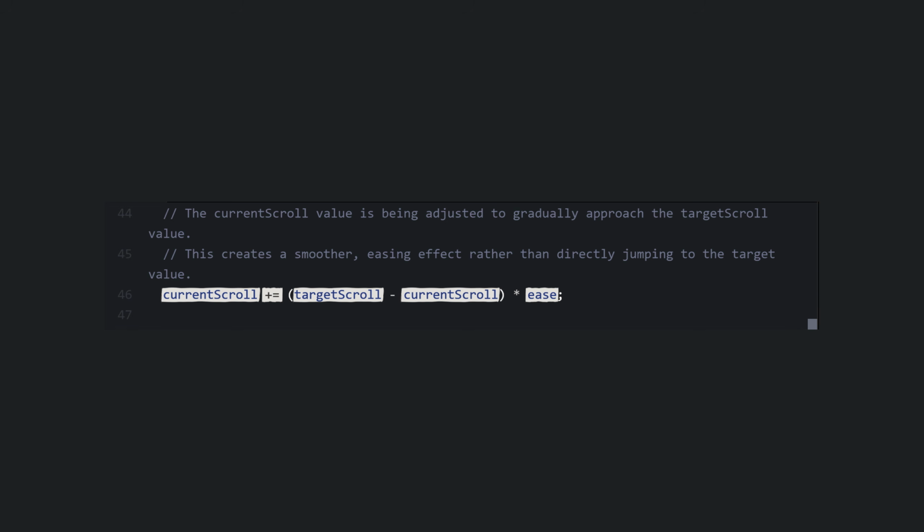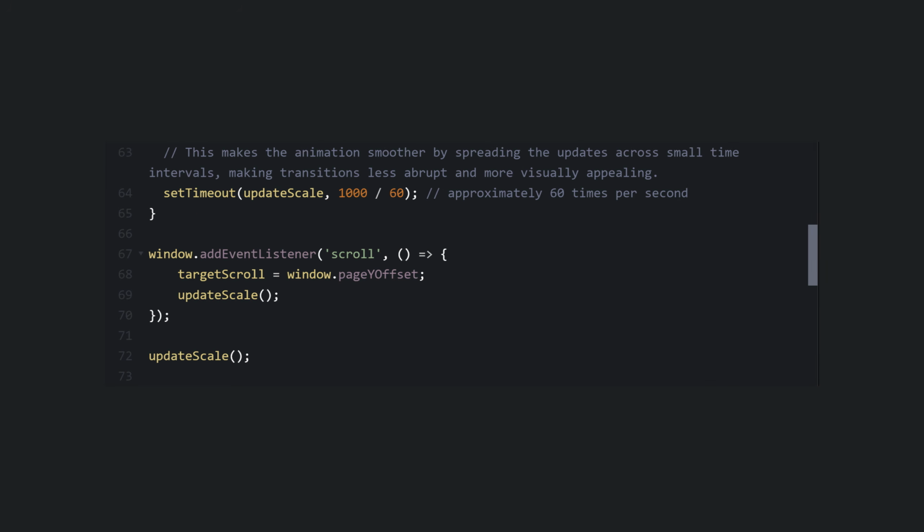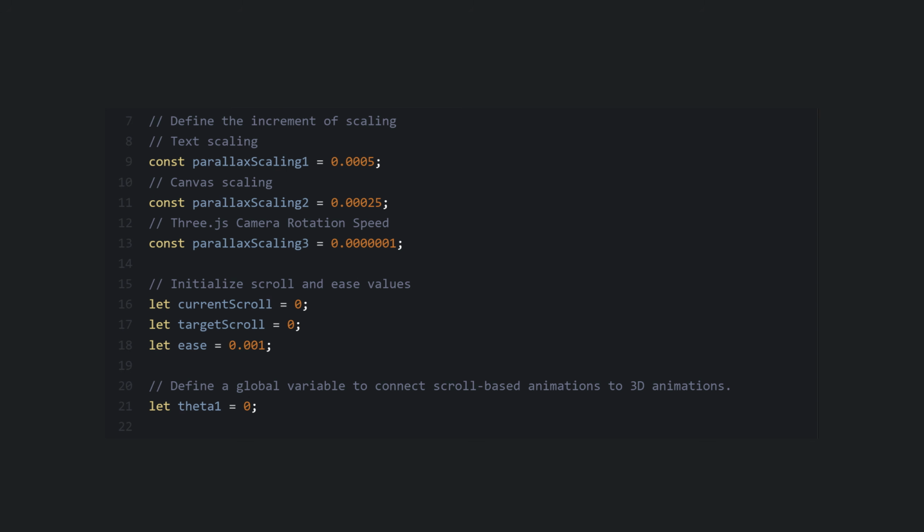To see that, we have to quickly look below the updateScale function and find the window event listener scroll, which defines the target scroll as the window pageYOffset, meaning the actual scroll position. So if we go back, we see that the current scroll and the target scroll both start at 0 and that they update according to the user's actual scroll position.